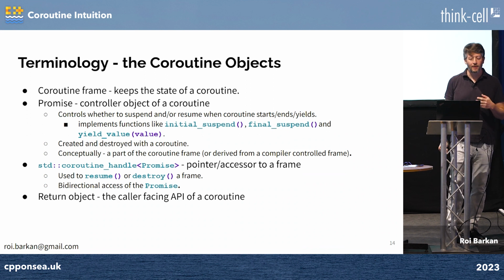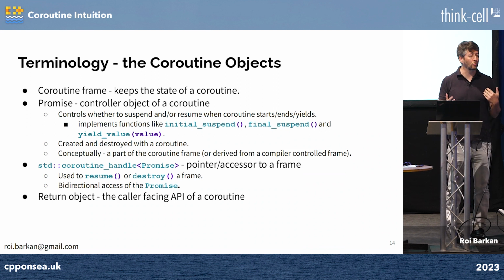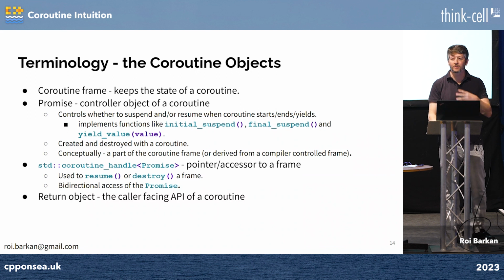And the return object is like the caller-facing API of a coroutine. So if I call a coroutine, what I get as a return value is this object that I interact with instead of having to interact directly with those handles and promises, etc. And this is what a library should give us to basically hide the gory details. And this is, again, the declared return type of the coroutine.